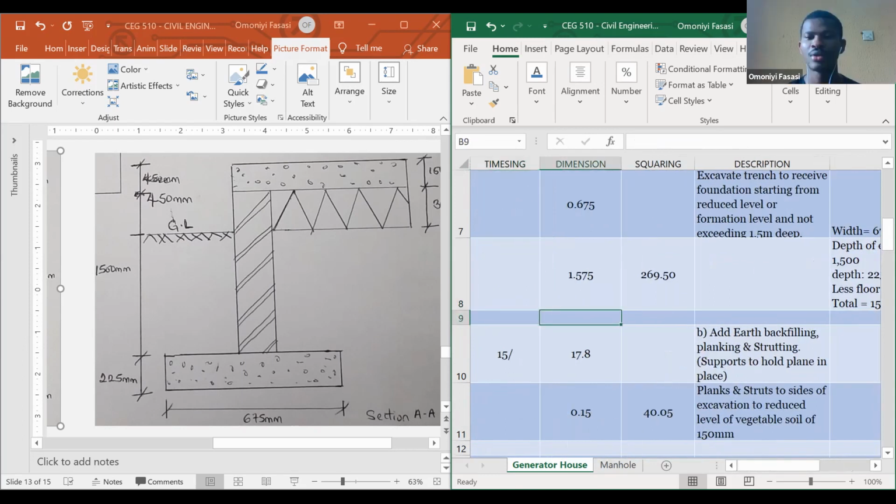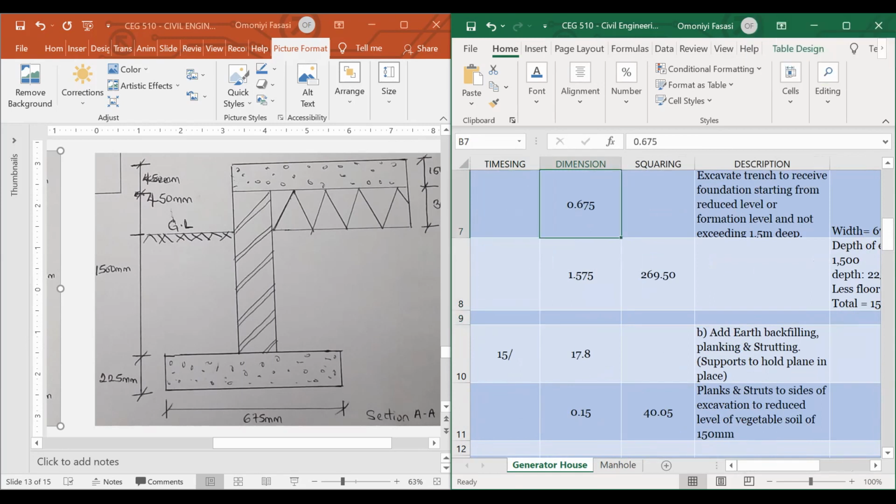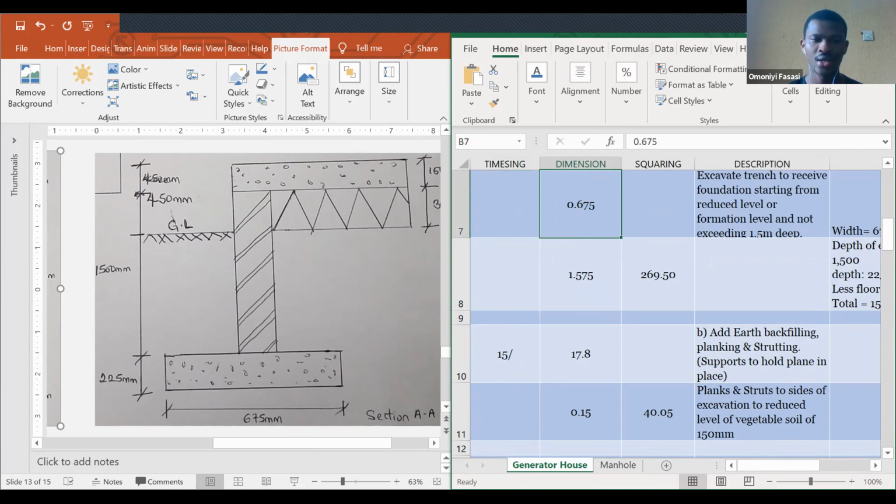How do you get 0.675 and 1.575? 0.675 is the width of the footing, which is here. Can you see it here? And the 1.575, that one is the depth. The depth is the 1,500 plus 225 minus the 150. So the 150 is either a blinding or it can be a base that your footing will be sitting on. We good?